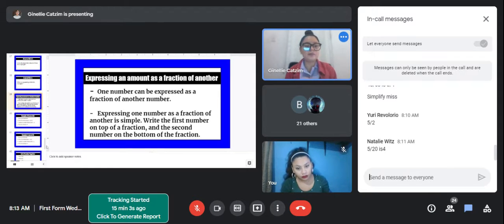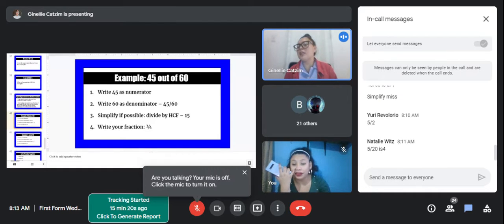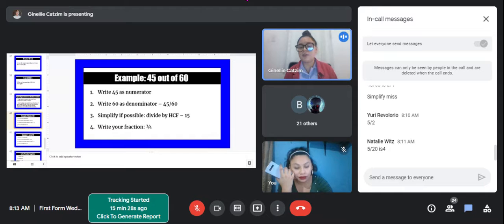The little bar there. So we have an example that I gave you, 45 out of 60. Write 45 as the numerator, write 60 as the denominator. So now we have 45 over 60. We simplify if possible, dividing by the HCF, which is in this case 15. And now we rewrite our fraction. So our total answer now is 3/4. Do we have any questions on how to rewrite this?